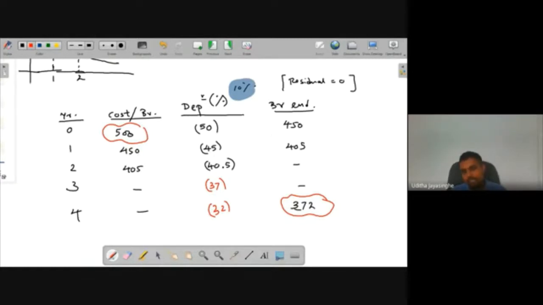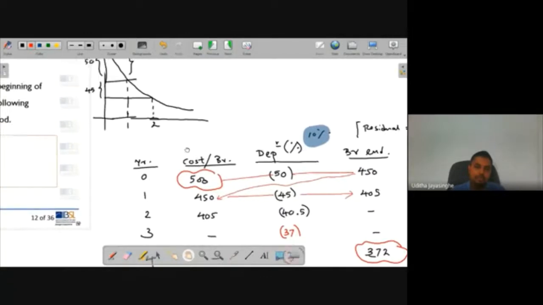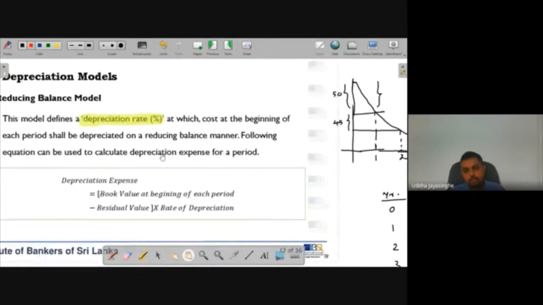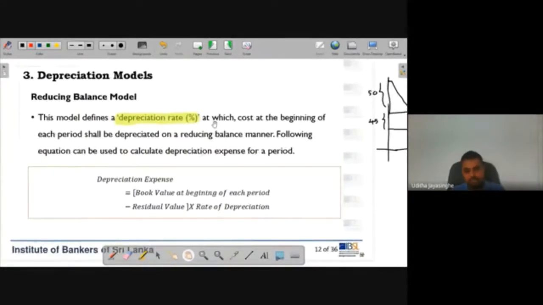At the end of the year, what you take away is the difference between the start value and the depreciation. For example, 500 minus 50 is 450, and that is going to be your beginning value for the next year. 450 minus, now it's no longer 50 but 45, is going to be 405. Likewise. So this is much more practical, and in the first couple of years you can charge a bit higher depreciation compared to the last couple of years. So it is a widely used method compared to the straight line in the business nature.